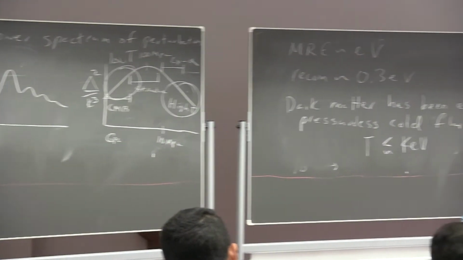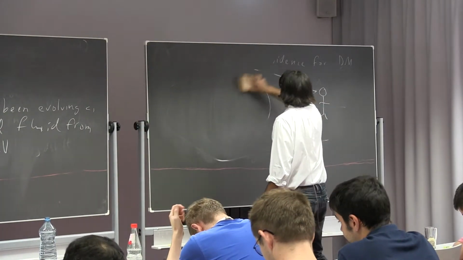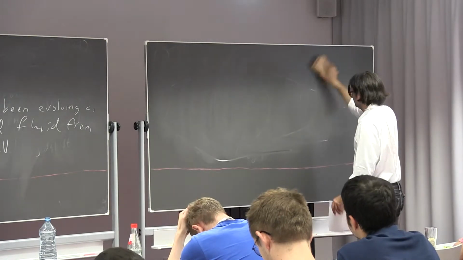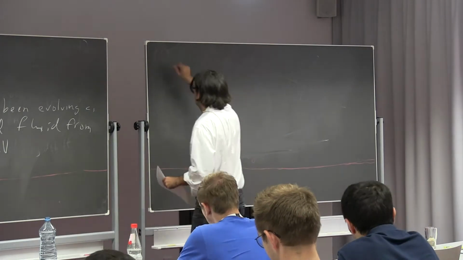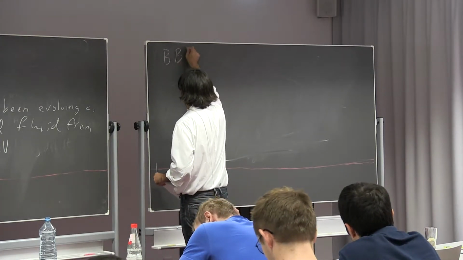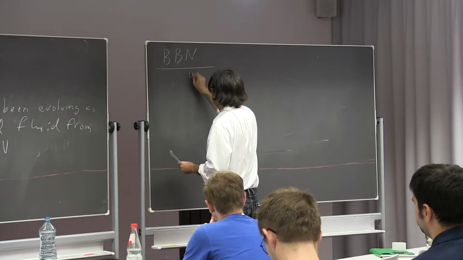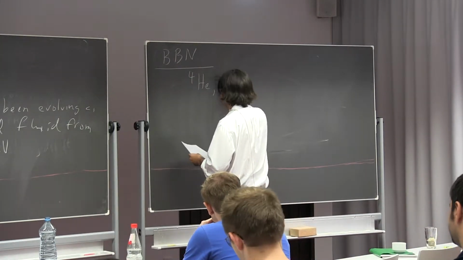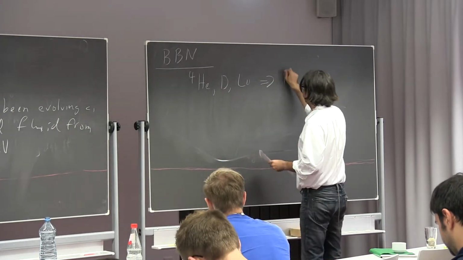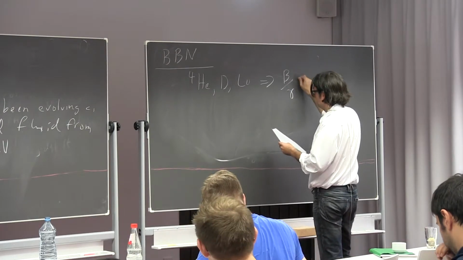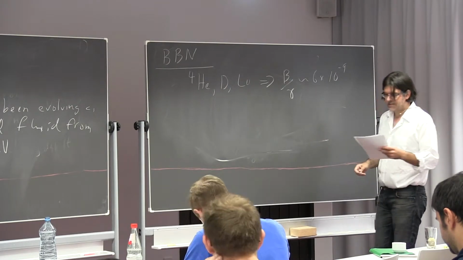And the last piece of evidence that I want to throw in is not really evidence for dark matter per se, but it's something that's worth keeping in mind, and that is Big Bang nucleosynthesis. You know now that the abundances of light elements like helium, deuterium, and lithium all together can be explained by a baryon to photon ratio of 6 times 10 to the minus 9.